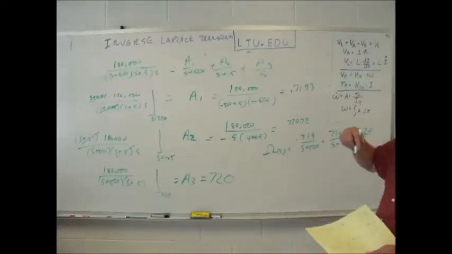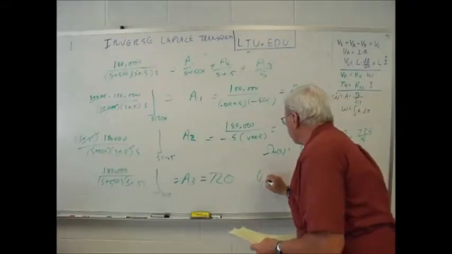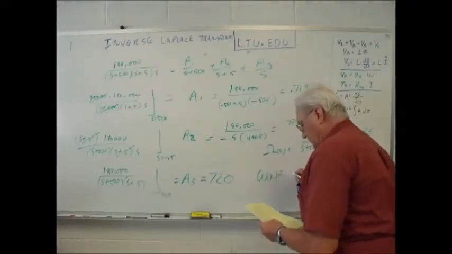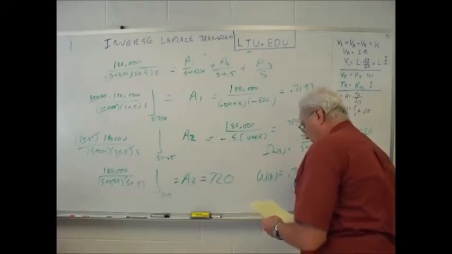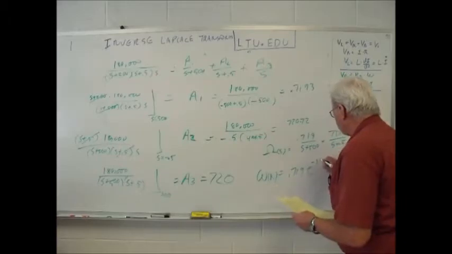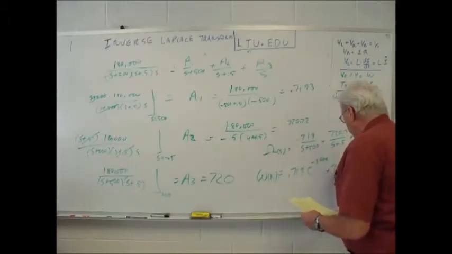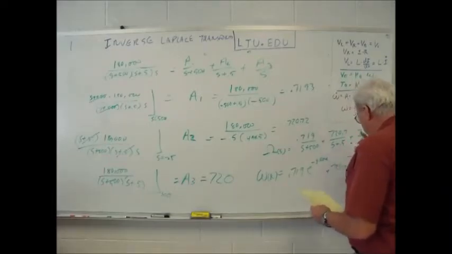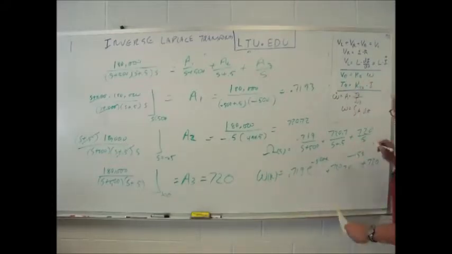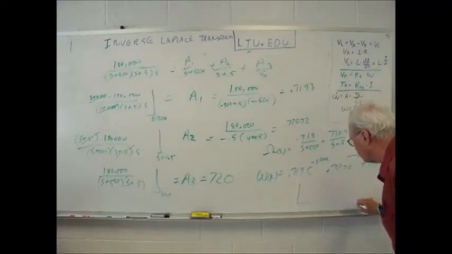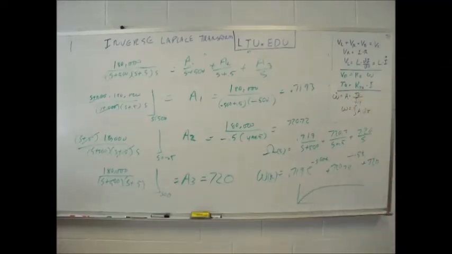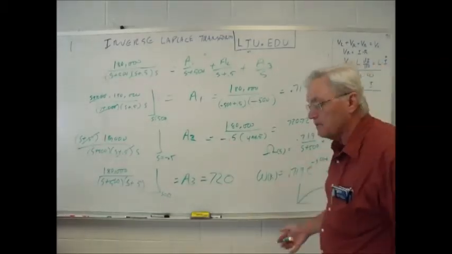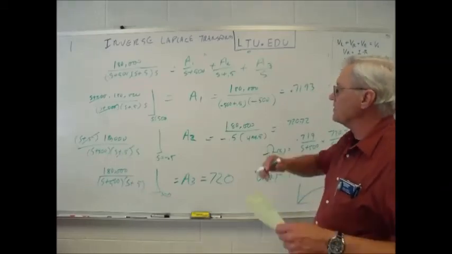Transforming those into time domain just like we've done before, I get omega of t equals 0.719 e to the minus 500t plus 720.7 e to the minus 0.5t and plus 720. And that gives us that same response we saw before. The time constant is slightly different, the final value slightly different because of the round-offs I did. But it's the same process. So it's tedious, it's time-consuming, it's a lot of screwing around, but there's nothing mysterious about it. Okay.